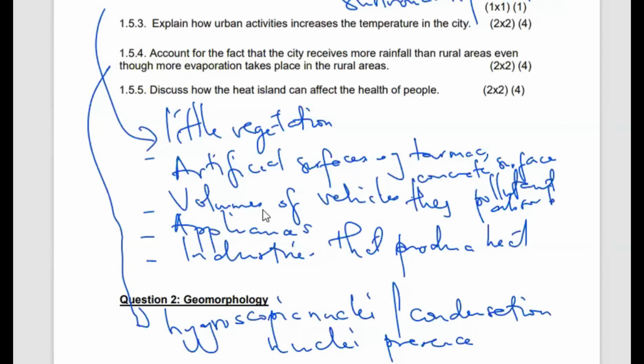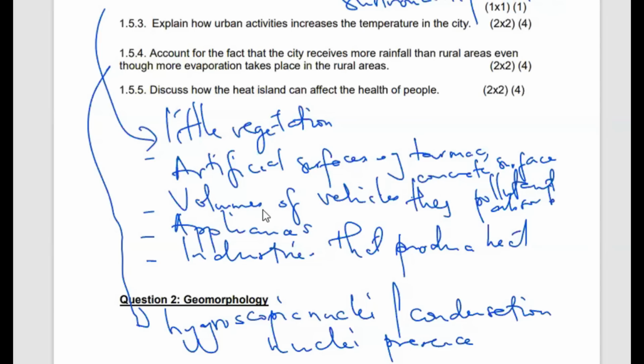So in urban areas, because of the levels of pollution, there are so many particles in the atmosphere, like dust particles. Those particles facilitate condensation. Condensation needs some form of nuclei for it to happen. So in rural areas, because mainly the air is clean and there are no particles in the atmosphere, even though there's high evaporation, the effectiveness of condensation taking place is limited because of the absence of the hygroscopic nuclei of condensation.